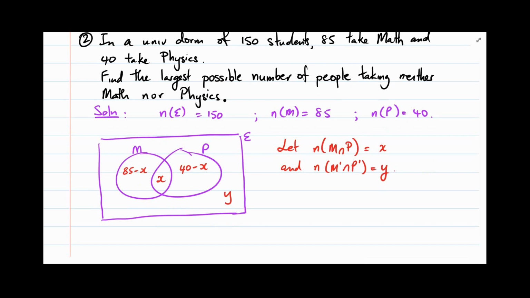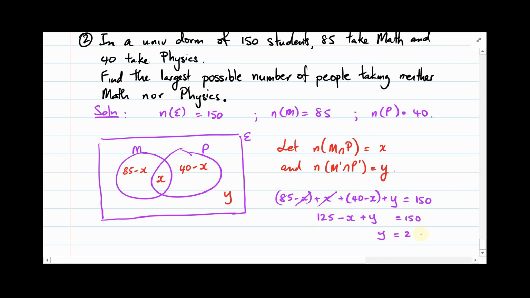Alright, as usual, the sum of the parts must be equal to the whole, in that we have 85 minus x plus x, plus 40 minus x, plus y. The four regions that we are seeing on a Venn diagram must add up to 150 students. Getting rid of the brackets and combining, we end up with 125 minus x plus y equal to 150. If I rewrite this, y is 25 plus x.